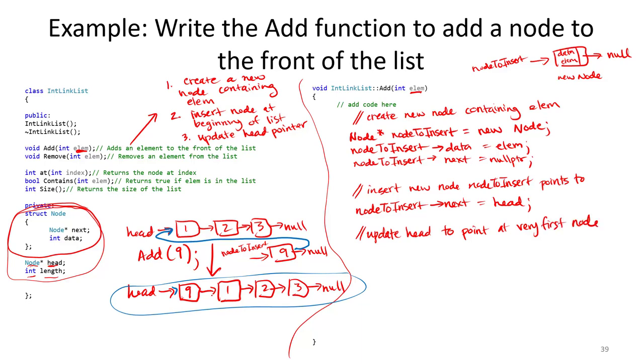Because initially head will actually be pointing at the second node once we've inserted the node to insert. So in this case, we need to take head and make it point at the node that is now located in front. So this will allow head to now point where node to insert had pointed.